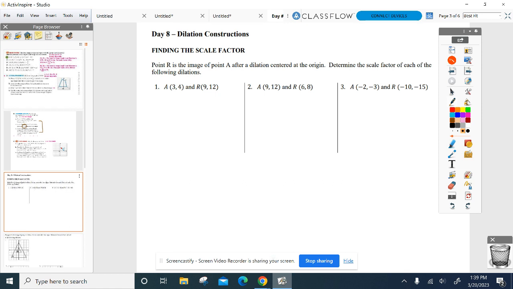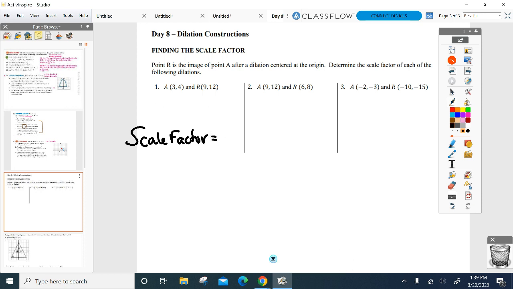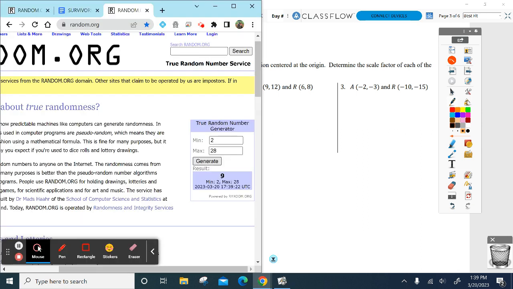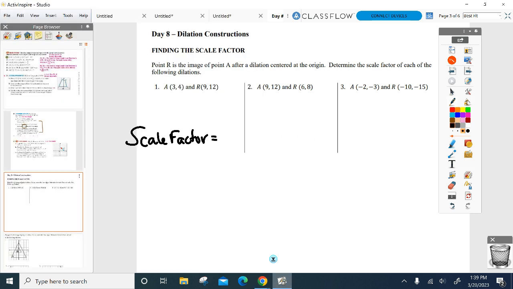Multiplied by the scale factor. Because it's centered at the origin, I must have taken my scale factor, multiplied 3 and got 9, multiplied 4 and got 12. Powerful when you know it's around the origin versus another point. So my scale factor here, what am I multiplying by? Nice and neat here, 9, multiplying by 3. No big deal.